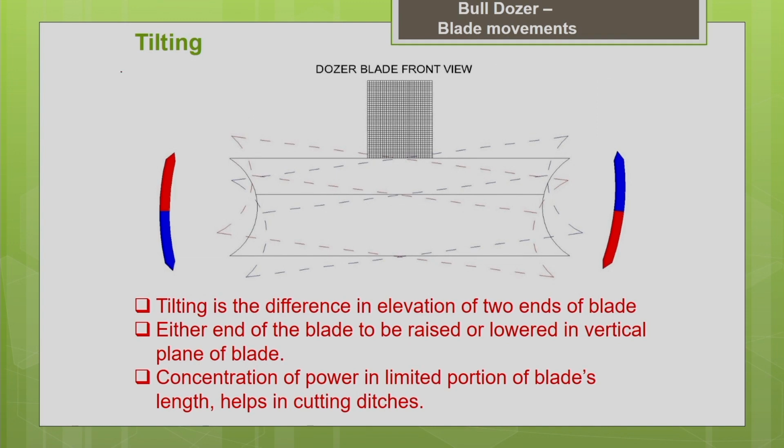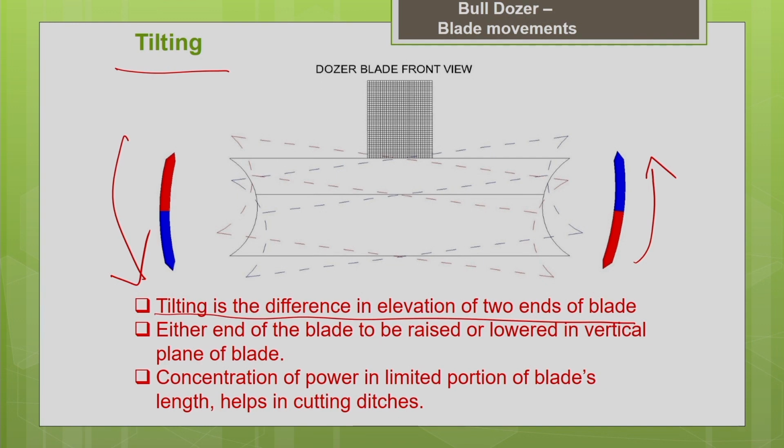Now coming to tilting. Tilting is the next type of movement. Basically this is a movement in the vertical plane. You can raise one end of the blade and lower the other end. So tilting is a difference in the elevation of the two ends of the blade. It is a movement in the vertical plane.